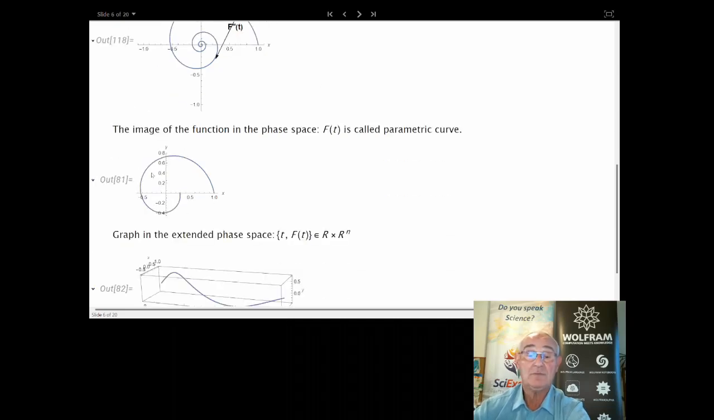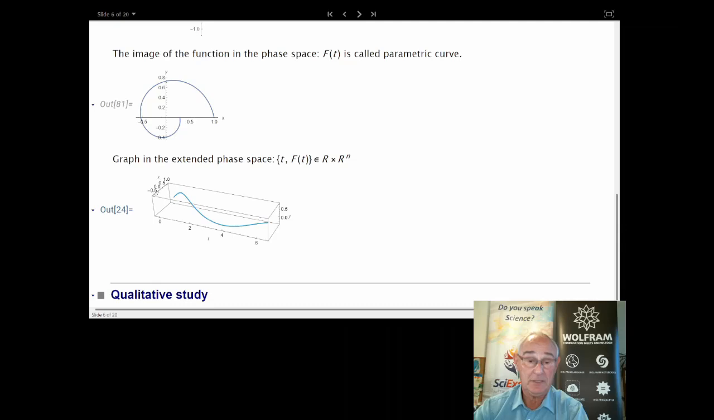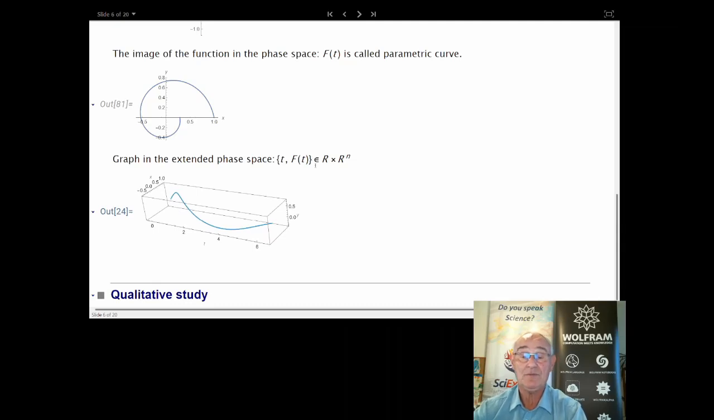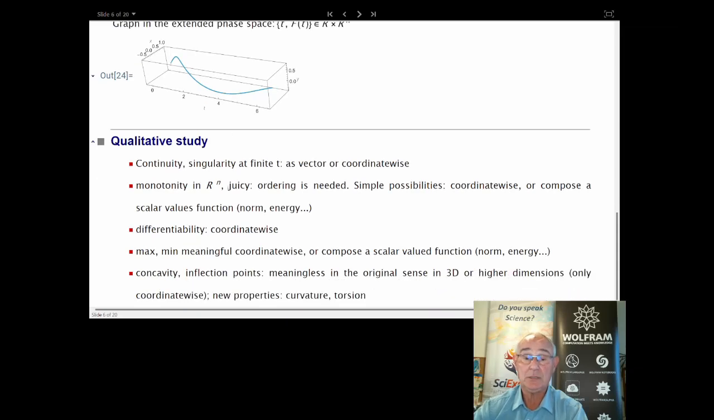Actually the image of the function in the phase space is called a parametric curve. The graph in the extended phase space can also be plotted. In that case the time is prepended to the phase coordinates. How to investigate such a function, such a curve qualitatively? Continuity, singularity and finite limit at t as a vector can be considered, or coordinate-wise.